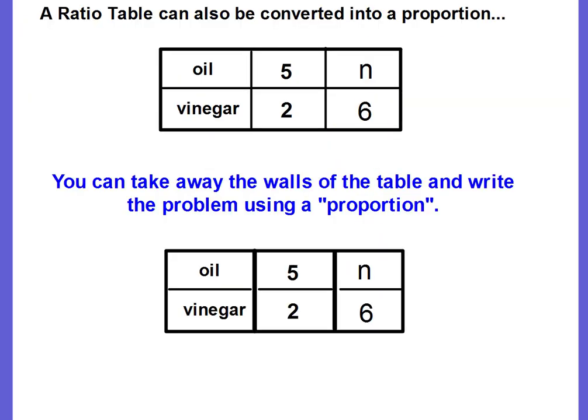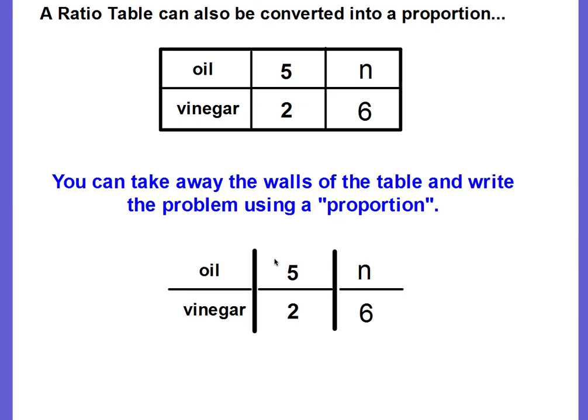We can also convert our ratio table into what we call a proportion by taking away the walls. So instead of actually drawing the ratio tables, we draw it without walls, and we put in an equal sign. There are actually 3 parts, 3 different ratios. The first one is what I call the label ratio.